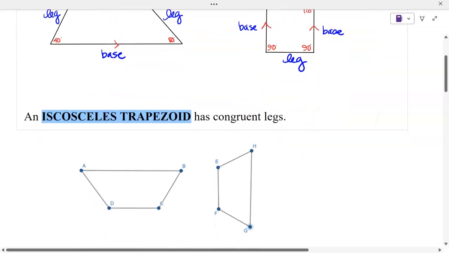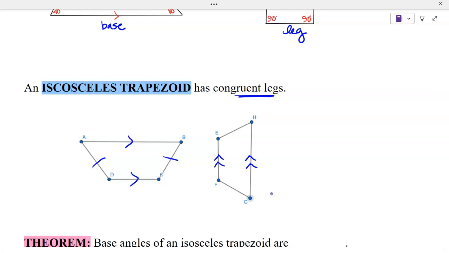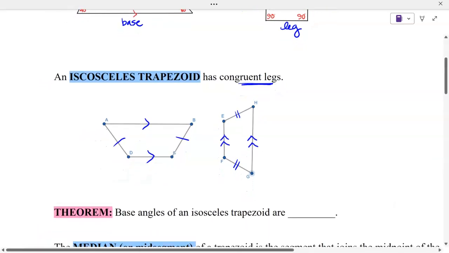And then we have a specific kind of trapezoid, which is an isosceles trapezoid. An isosceles trapezoid just means that it's a trapezoid that has congruent legs. So we're making some assumptions here that these two lines, AB and CD, are parallel to one another. And if this is an isosceles trapezoid, that means that the legs are going to be congruent. And again, we see another figure that looks like it's kind of turned on its side. I'm going to assume that EF is parallel to GH. And if this is an isosceles trapezoid, that means that my legs are going to be congruent.